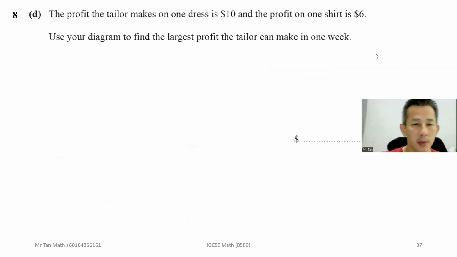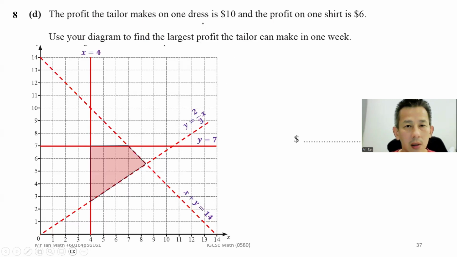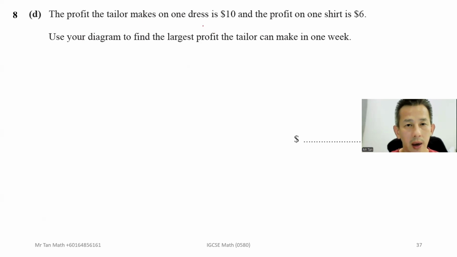Okay. The profit. Next, the profit the tailor makes on one dress is 10 and profit on the shirt is 6. So X is equal to 10. Y is equal to 6.